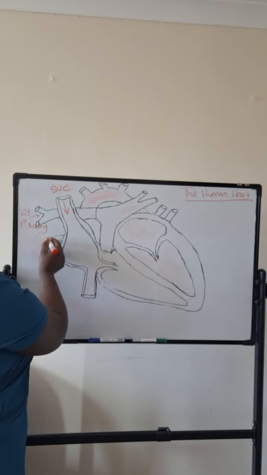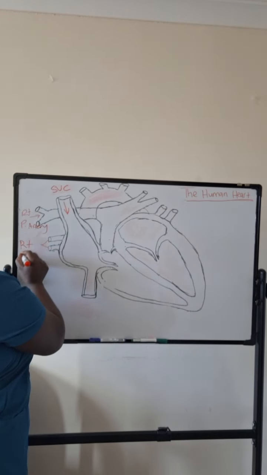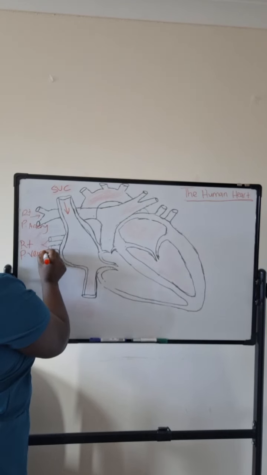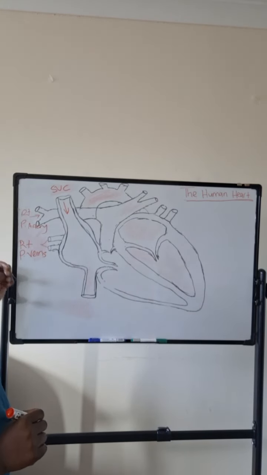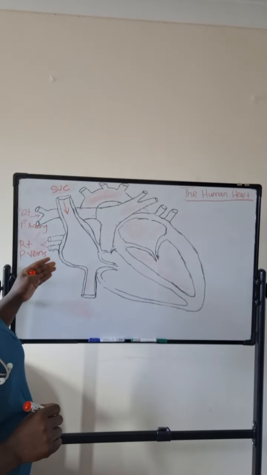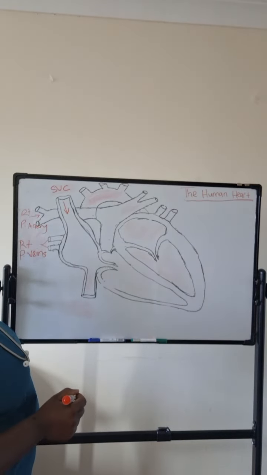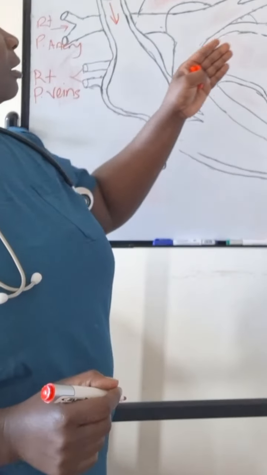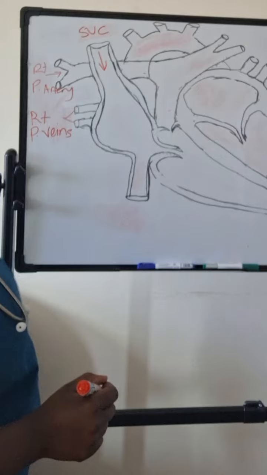And these are the right pulmonary veins. The right pulmonary veins bring to the heart oxygenated blood from the right lung to the left side of the heart, to the left atrium there.